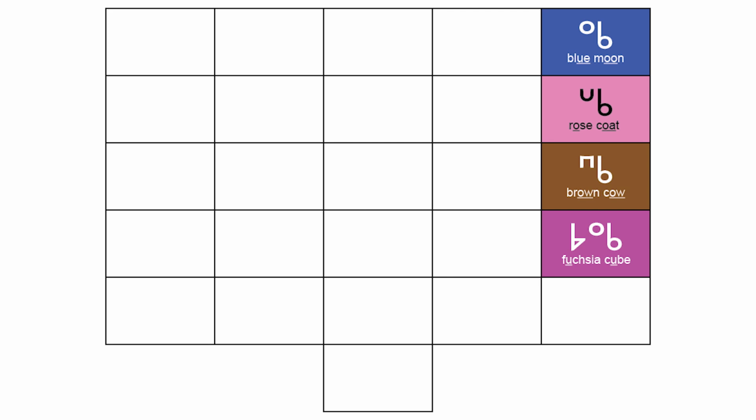Finally, there's a double diphthong where the vowel comes between 2 semivowels. We call it fuchsia cube. It appears in words like cute, huge, and view, and makes the difference between fool and fuel, moot and mute, and in some dialects, do and due.